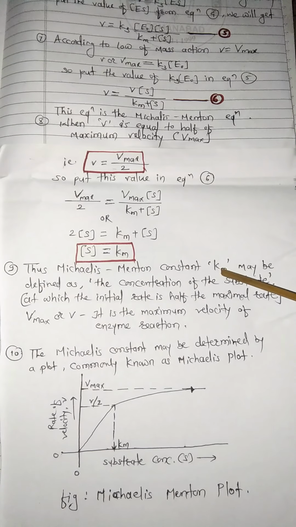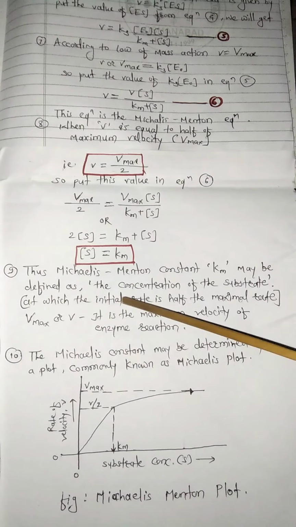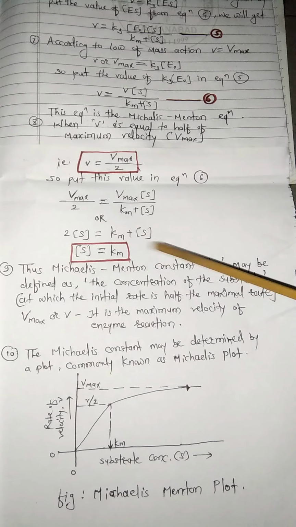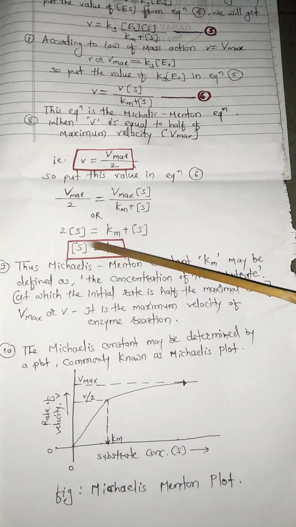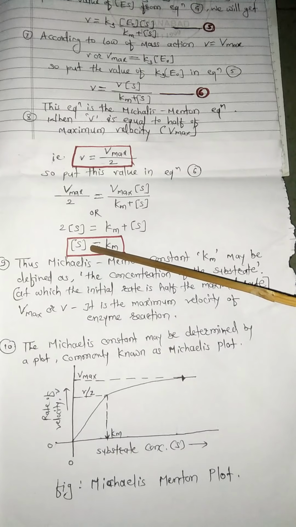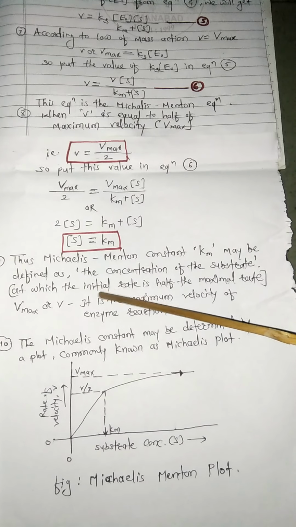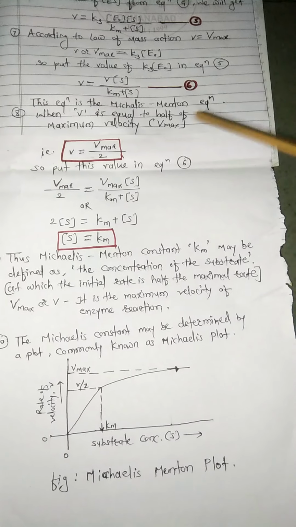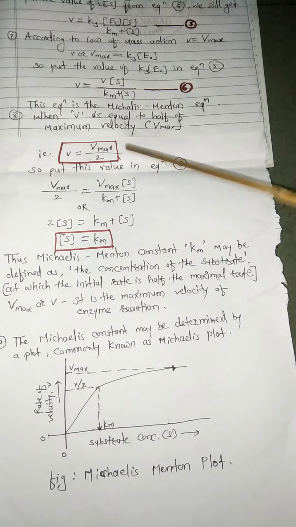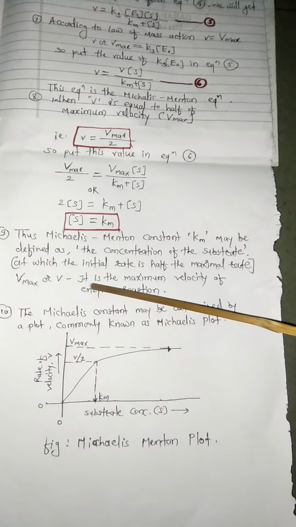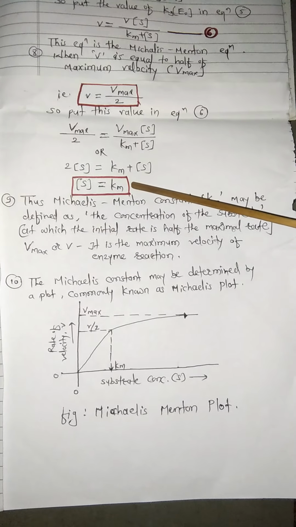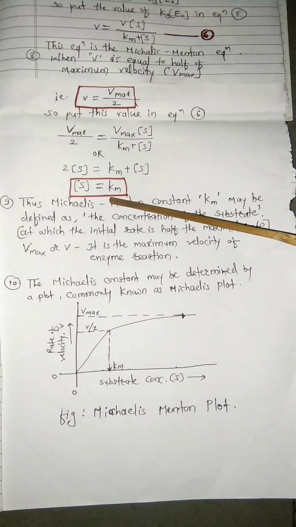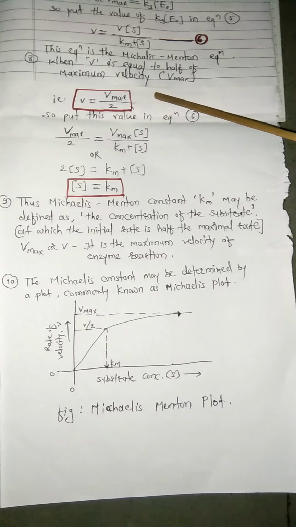Thus the Michaelis-Menten constant Km may be defined as the concentration of the substrate at which the initial rate is half the maximum rate. Vmax is the maximum velocity of the enzyme reaction. These two points are important: Km depends on the concentration of the substrate, and it corresponds to half of the maximum velocity.